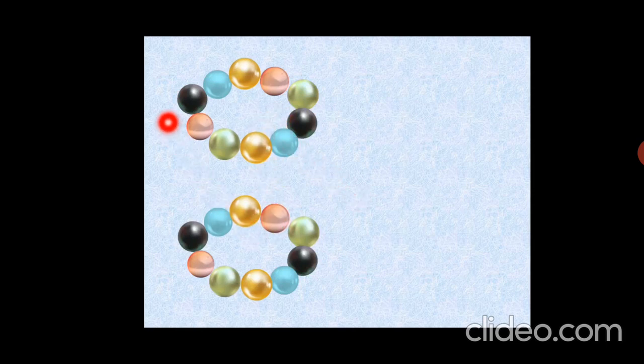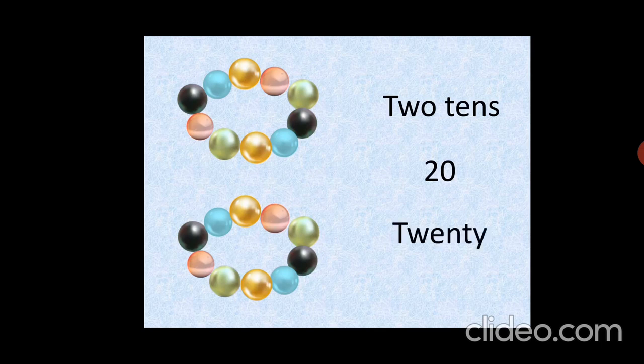Now here we could see two sets of 10s. That is 1, 2, 3, 4, 5, 6, 7, 8, 9, 10. 10 beads together, it's one set of 10. Another 10 beads, 1, 2, 3, 4, 5, 6, 7, 8, 9, 10. 10 beads together, one set of 10. That is 1 plus 1, it becomes 2 sets of 10s. 2 tens, 20. What is the spelling of 20? T-W-E-N-T-Y, 20.